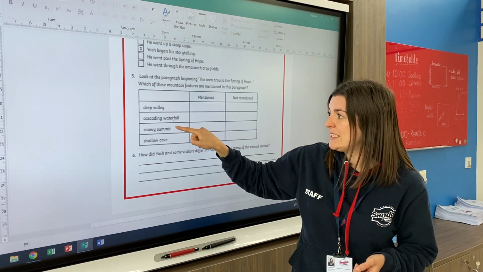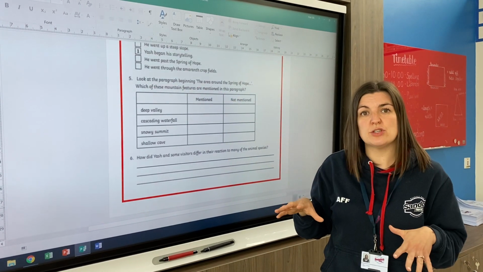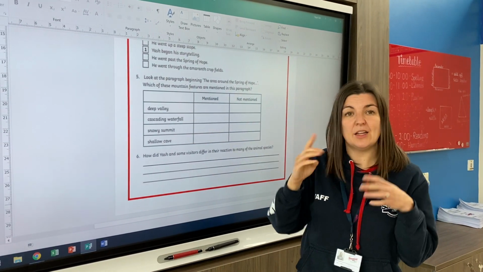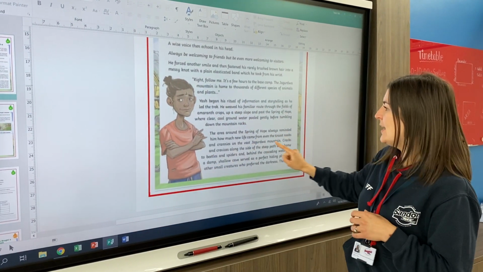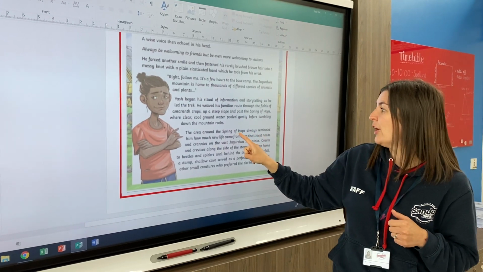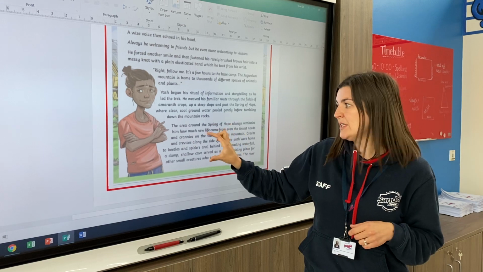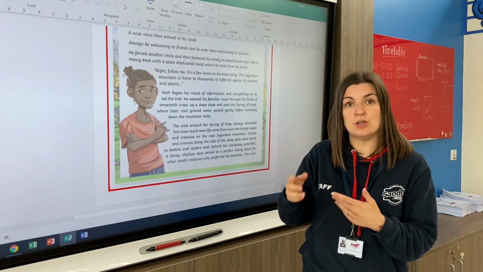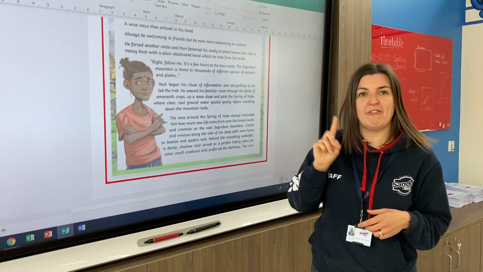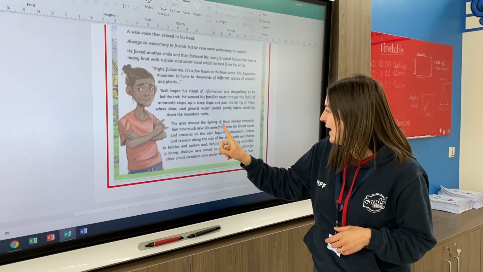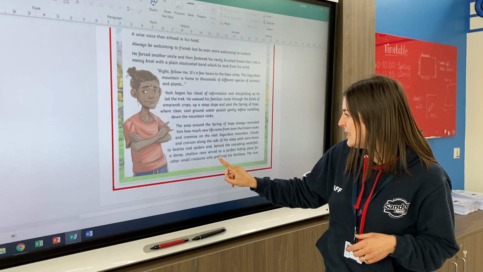So I'm looking for these things in the text to see if they are mentioned or they're not there at all. I'm going to look at them individually. So I've got Deep Valley. Here is the paragraph, the area around spring of hope. Also be careful, this does go on to the next page. So this paragraph starts on this page and it continues on the next one. I'm looking for Deep Valley. Remember, they are my keywords at the moment. So I'm scanning over to look for Deep Valley.